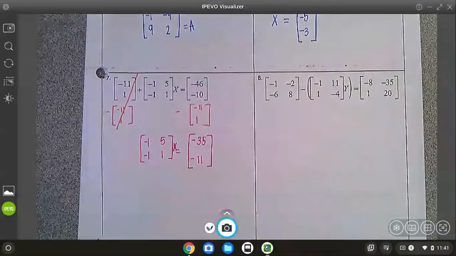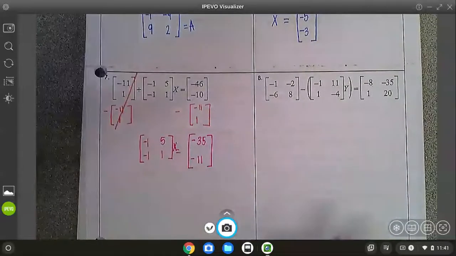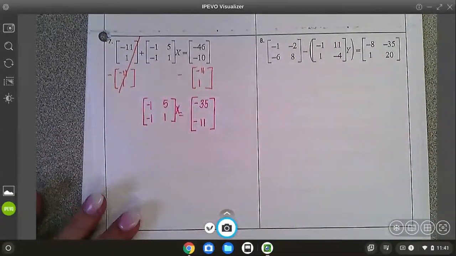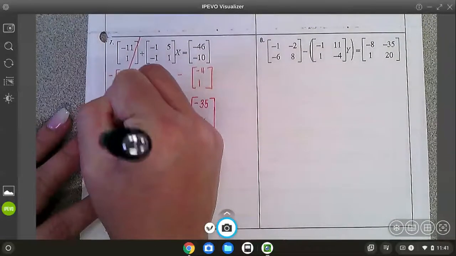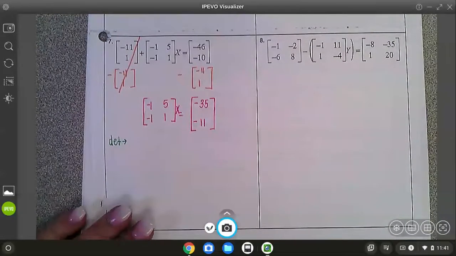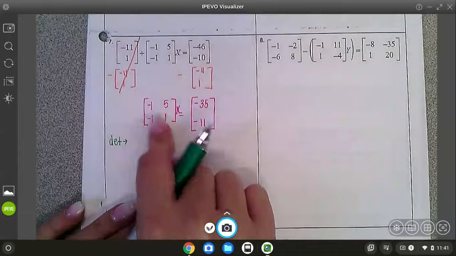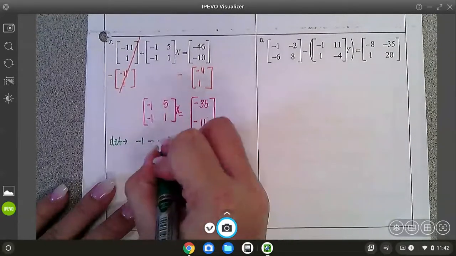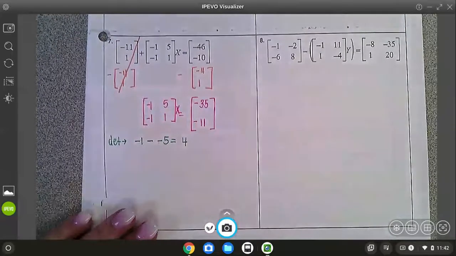Oh, I forgot my x. So then we have a matrix times x. Can't divide by a matrix. We can only multiply by the inverse. So let's find the inverse. So the determinant, -1 times 1 is -1 minus -5, which is 4.